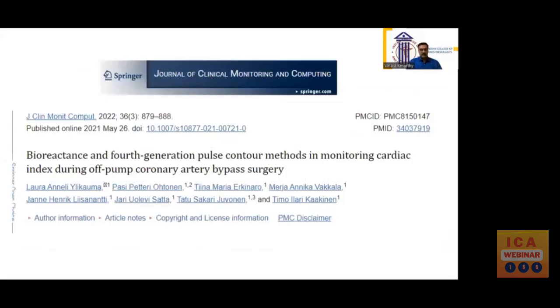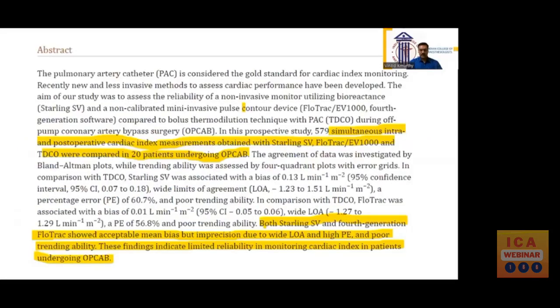This is a recent article from Japan comparing the simultaneous intra and post-operative cardiac index measurements obtained with Starling SV, the FloTrac, the fourth generation FloTrac EV1000, and the thermodilution method in 20 patients undergoing OPCAB. They concluded that both the Starling and the FloTrac showed acceptable mean bias, but imprecision due to wide limits of agreement, high percentage errors, and poor trending ability.